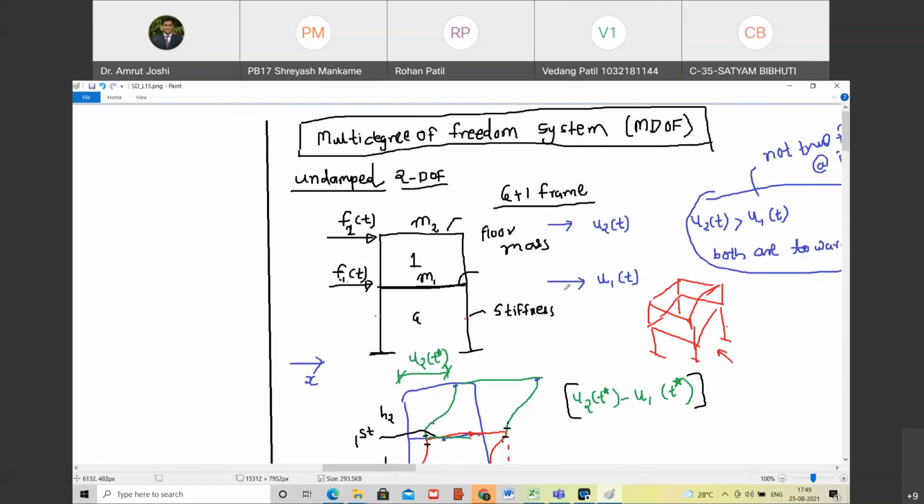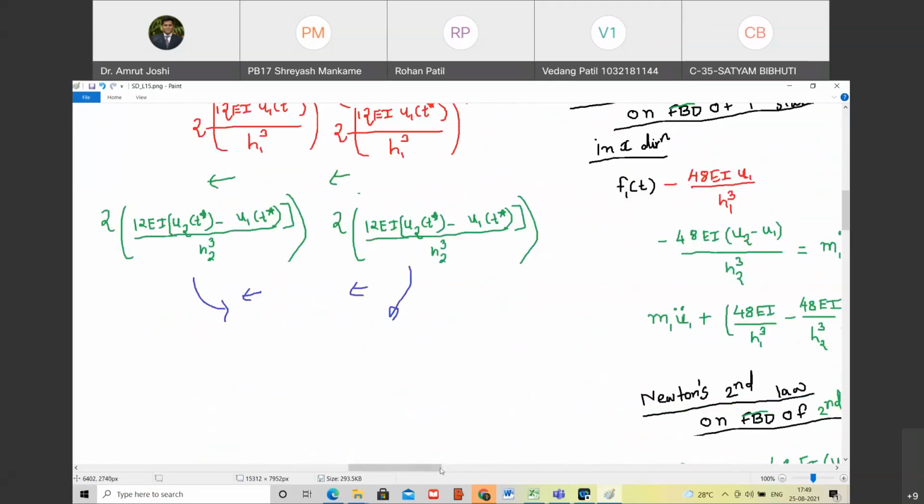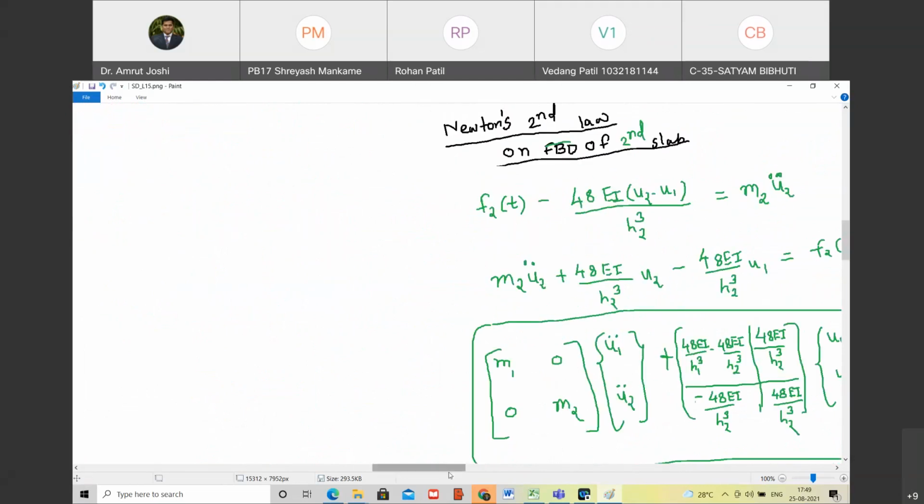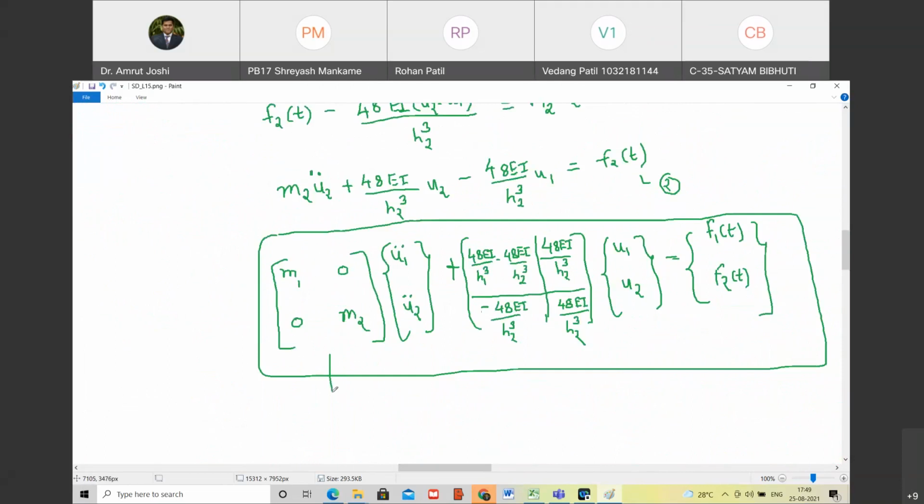Till now, we used to have only U of T. Now we have 2 degrees of freedom, and therefore the governing differential equations can be written in matrix form this way. So we call this the mass matrix. We call this the stiffness matrix. Why? We will come to that. And we call this the force matrix. Are you with me? Yes, sir.